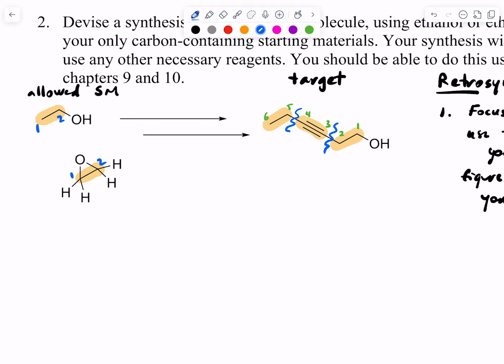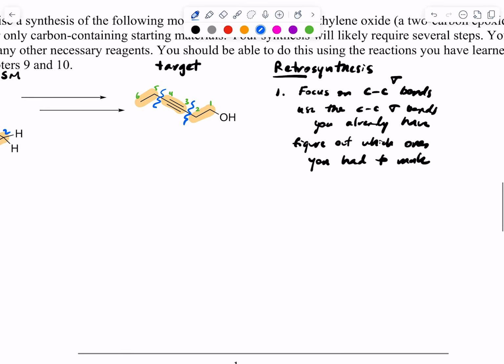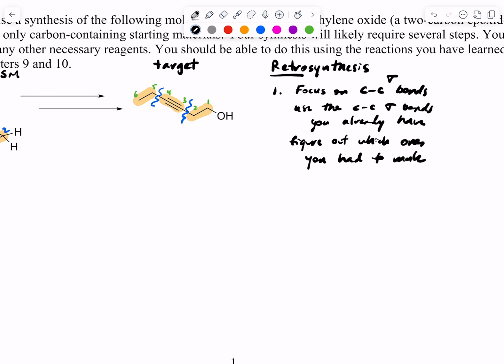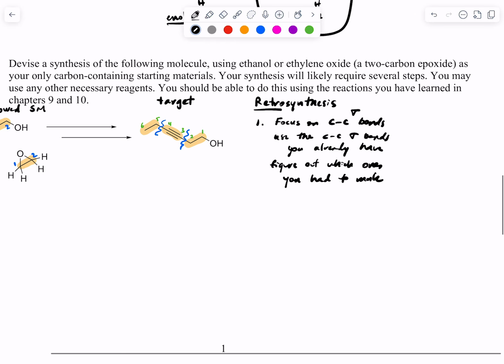Any other strategy would require me to take a 2-carbon starting material and cut it up into 1-carbon pieces. And if I don't have to, then why would I? It's going to be more efficient this way. All right, questions about that? Okay. So now once you've identified the bonds that you have to have made, the second thing you want to do is pay attention to structural patterns.